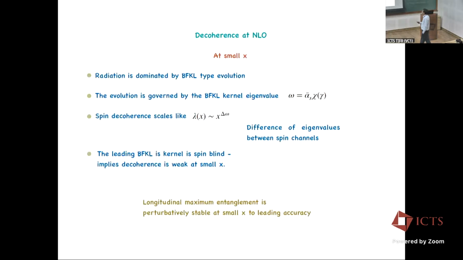The general expectation is that at small x, radiation would be dominated by BFKL-type evolution, and the BFKL kernel would play a role. It seems the decoherence effect would not be that suppressed, because BFKL is primarily, at leading order, spin blind. It doesn't depend on spins much. It mostly deals with momentum. So longitudinal momentum entanglement is probably perturbatively stable at small x, at least at leading order.